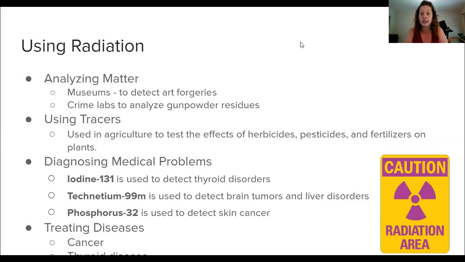So how do we use radiation? We talked about this a little last week. We can use it to analyze matter, as a tracer, to diagnose medical problems, and to treat diseases. This is a repeat slide from last week, so this is a review.